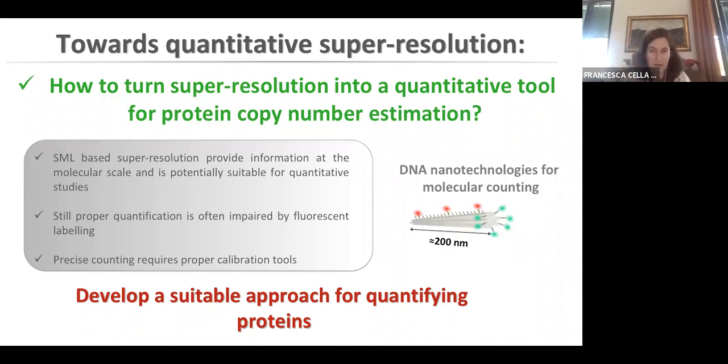Another aspect that can be improved, because now we saw how to match light sheet and super resolution, is how to bring the quantitative capabilities of super resolution. Super resolution, especially single molecule localization microscopy, can be used as a quantitative tool, because you are looking at single molecules, so you can be really quantitative.